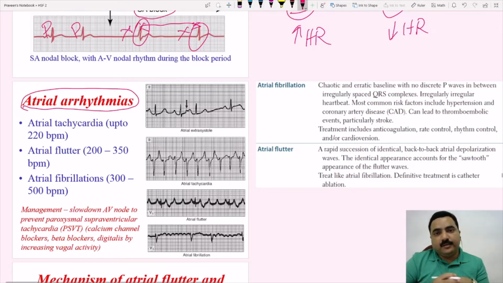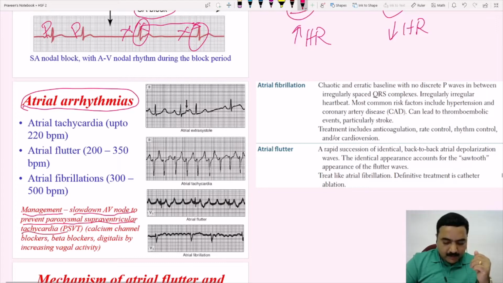Then it leads into supraventricular tachycardia. And if it is not continuous, we sometimes refer to it as paroxysmal supraventricular tachycardia. So that is a major concern, and that is what is mentioned over here. Okay, the management. So what should be the management of this? Slow down the AV node to prevent the paroxysmal supraventricular tachycardia.